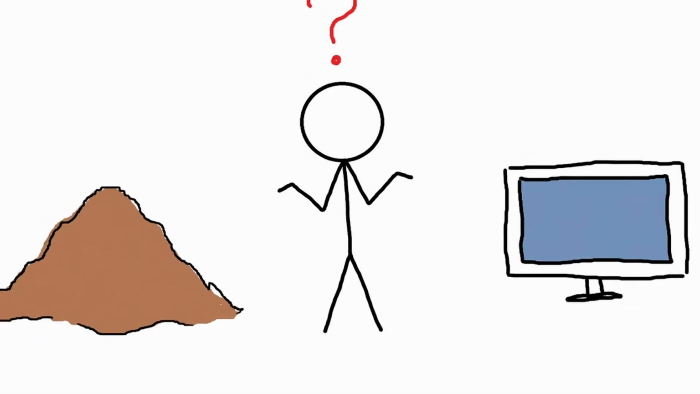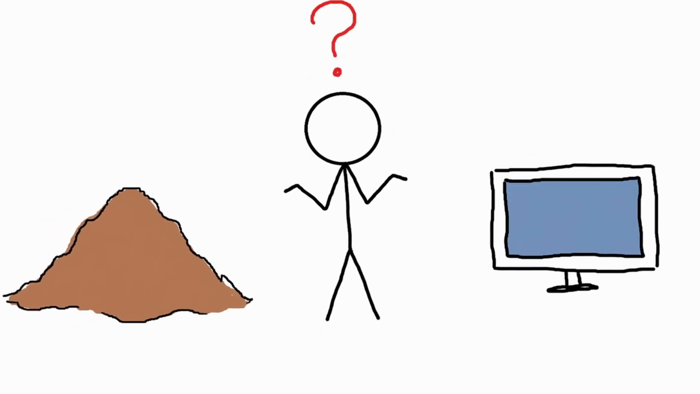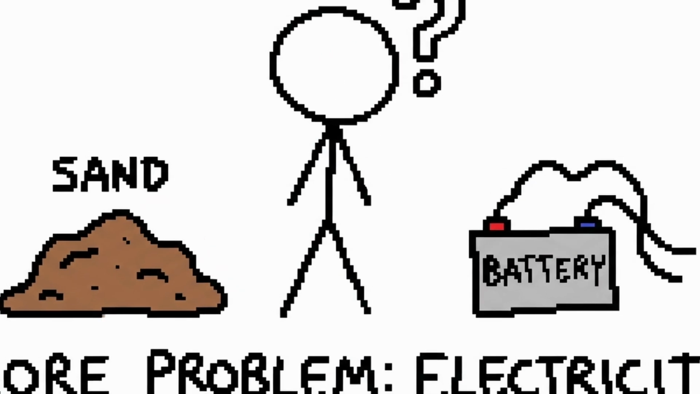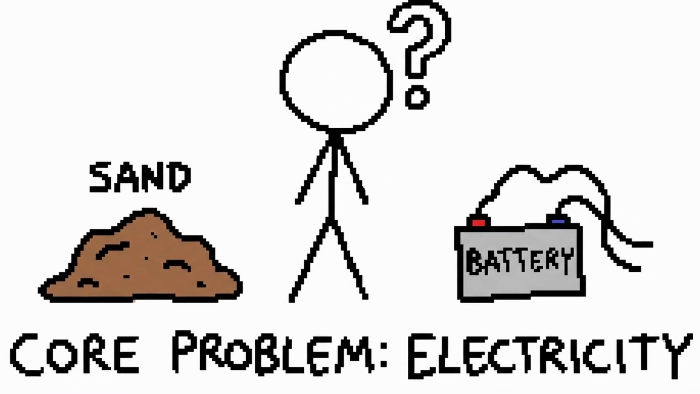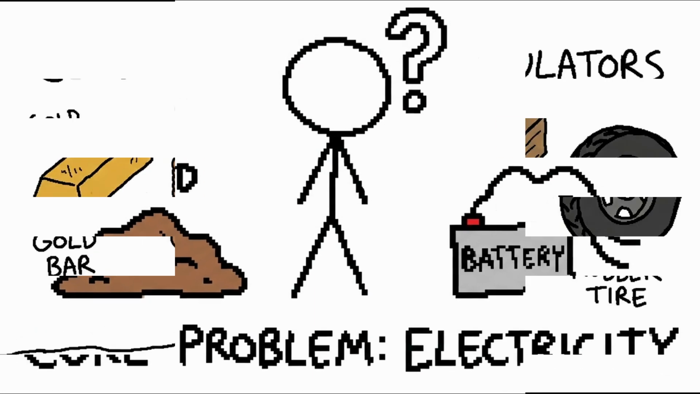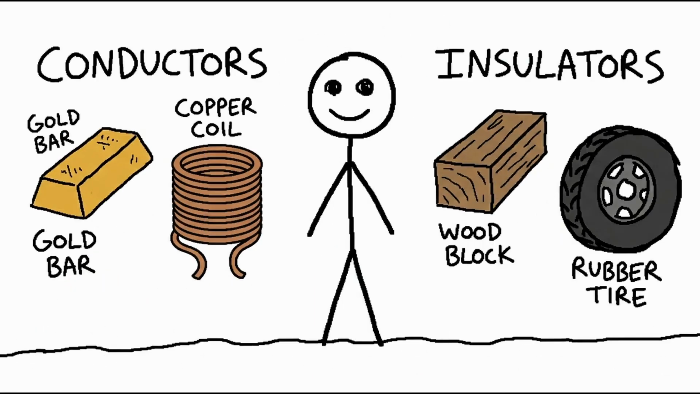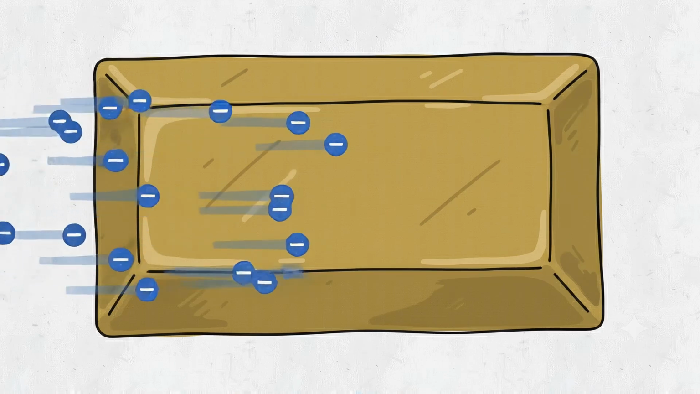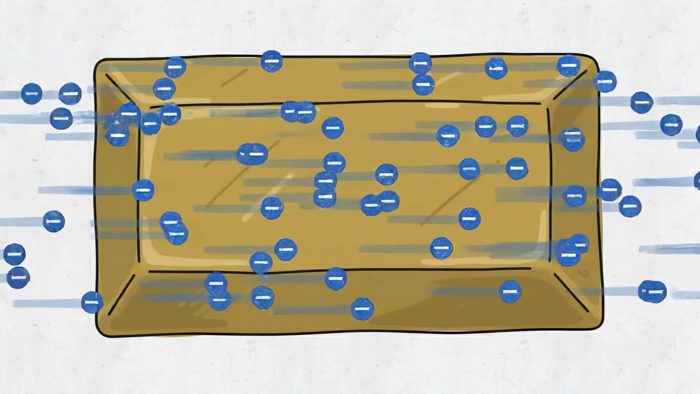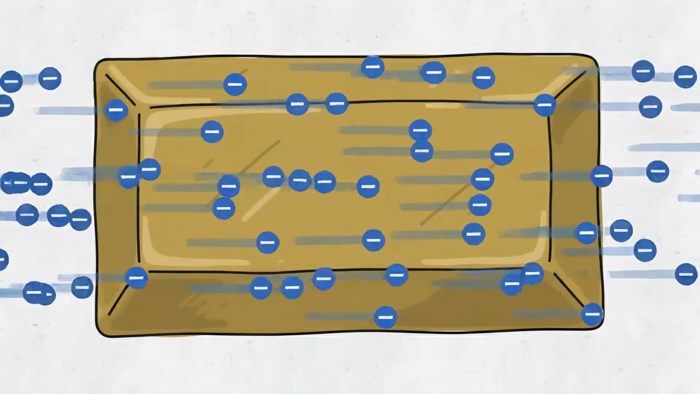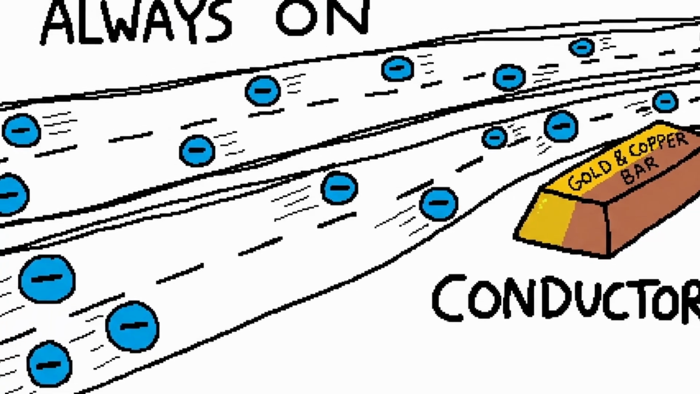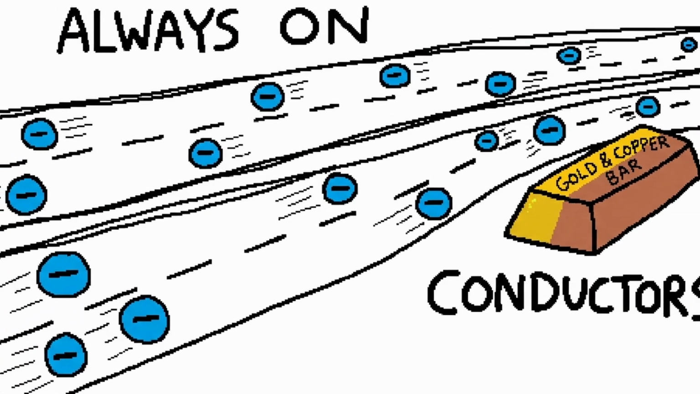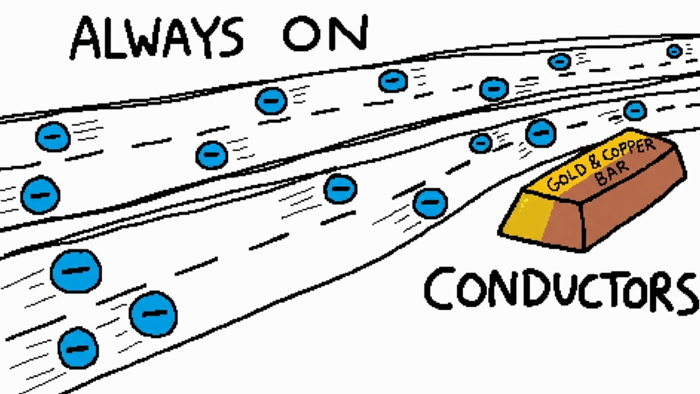To understand why we build computers using sand, we first have to understand the core problem of computing, controlling electricity. In the physical world, most materials fall into one of two categories. First, we have conductors, metals like copper and gold. Their atomic structure is like a massive multi-lane highway. Electrons flow right through them, like lightning speed. They are great for moving power, but terrible for controlling it. They are always on.